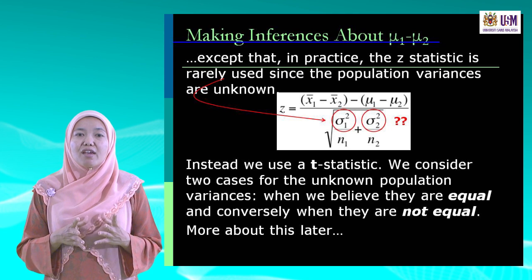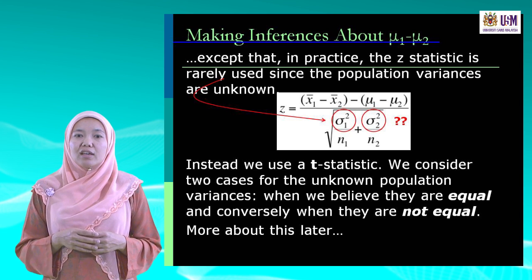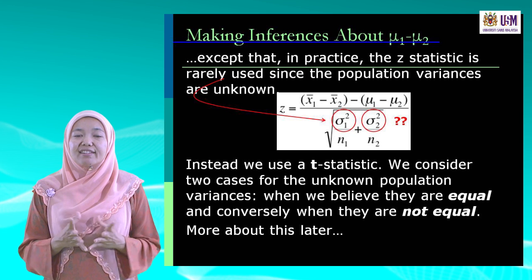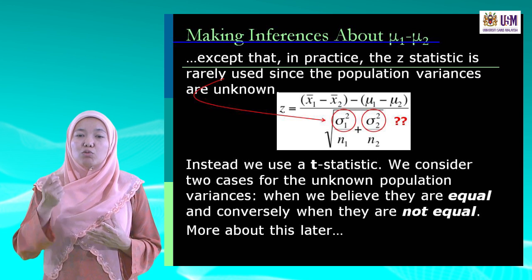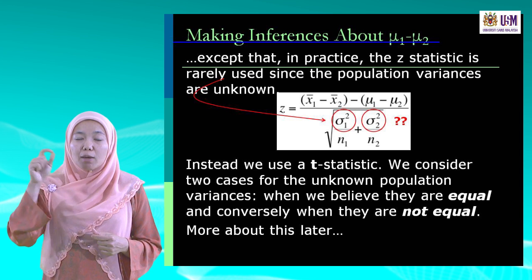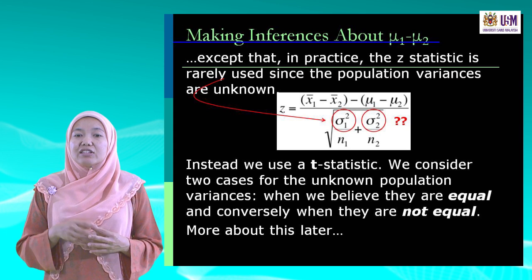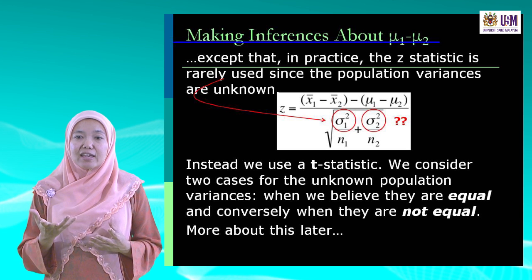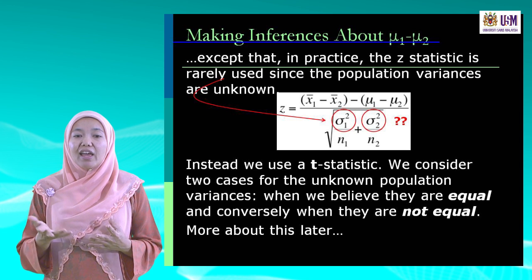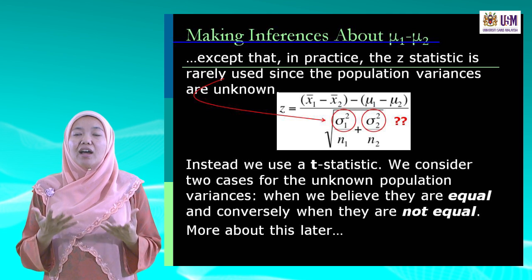We are still discussing making inferences about two population means, mu 1 minus mu 2. Based on the formula that we have just seen, which is repeated on screen, take note that in practice the Z statistic is rarely used because the population variances, the ones highlighted in red, sigma 1 squared and sigma 2 squared, are unknown, so I put a question mark there. Because of that, we are going to replace the Z formula with a T formula, so we are going to use a T statistic. We consider two cases for the unknown population variances: when we believe that they are equal, and conversely when they are not equal. I'll be looking at the first case, when the population variances are equal.